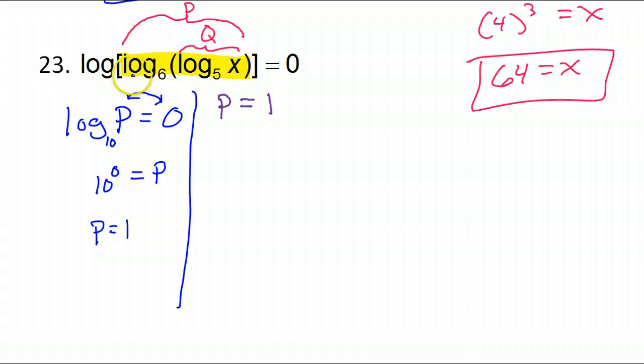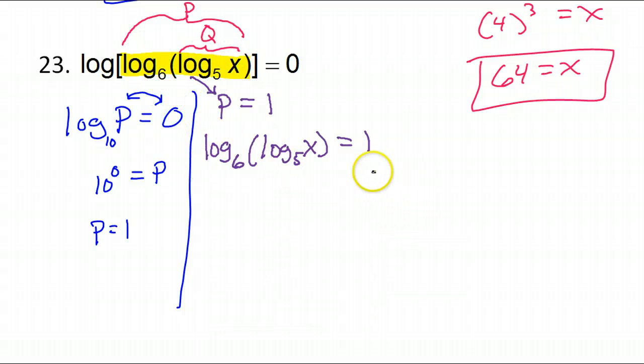Now remember what I said P was. P is everything here in yellow. So that means everything here in yellow should equal 1, because that's P. So let's go ahead and make that substitution. So that means log base 6 of the log base 5 of x must equal 1. I just substituted in for P what it is. Okay, so we're going to do the same process again, but we're done with P now. Now let's talk about Q. This is Q right here.